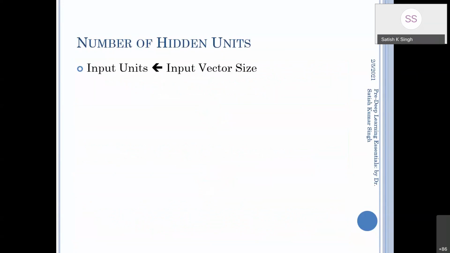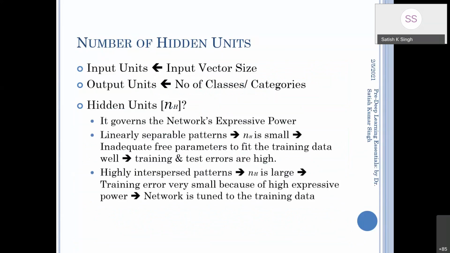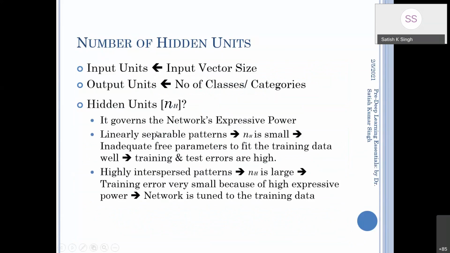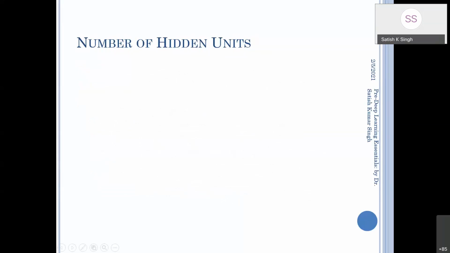Another important thing is the number of hidden units. The input vector will define the input units, classes will define the output units, and hidden units govern the network's expressive power. If we want more expressive power for complex decision boundaries, then obviously NH should be very high. Otherwise, we can keep NH small. For linearly separable patterns, NH may be small, but for quite complex patterns, NH should be quite high. A sufficient number of hidden units must be used, with certain constraints.